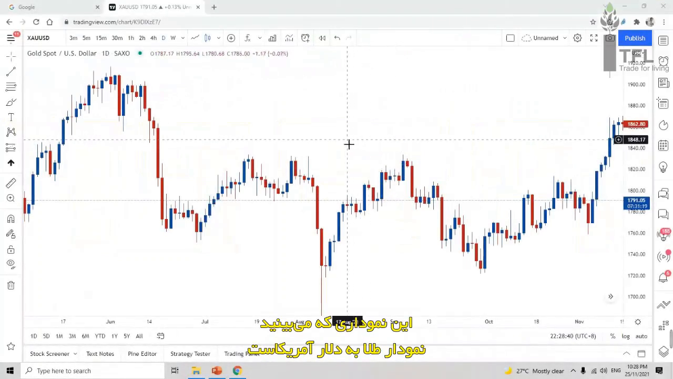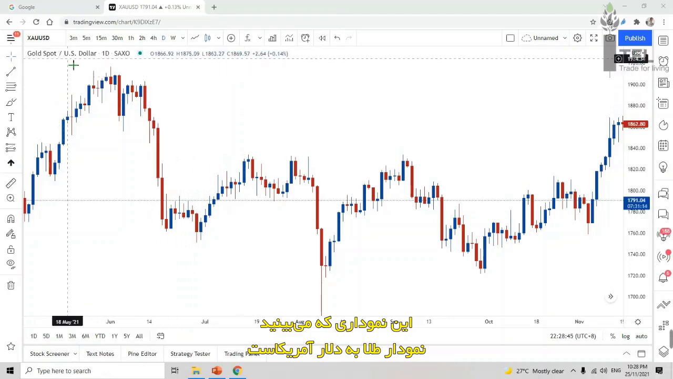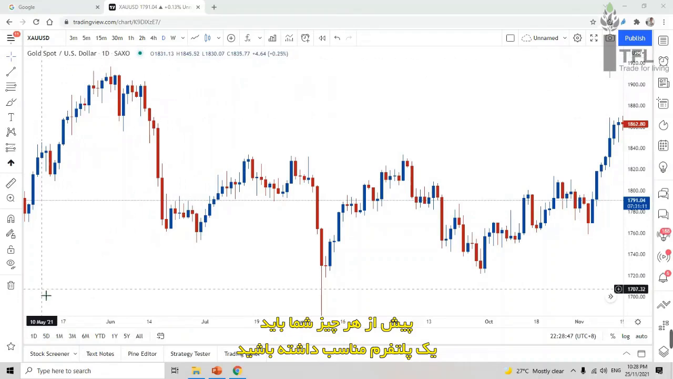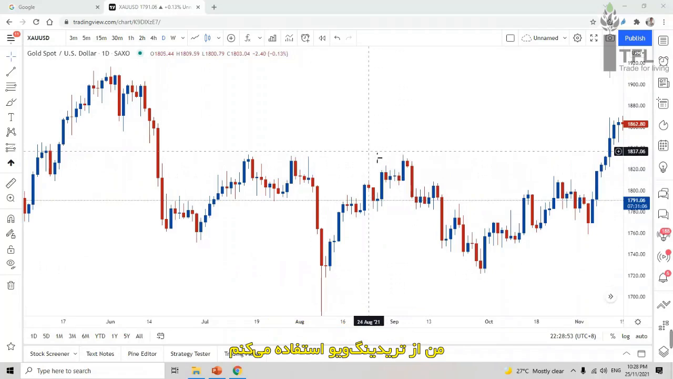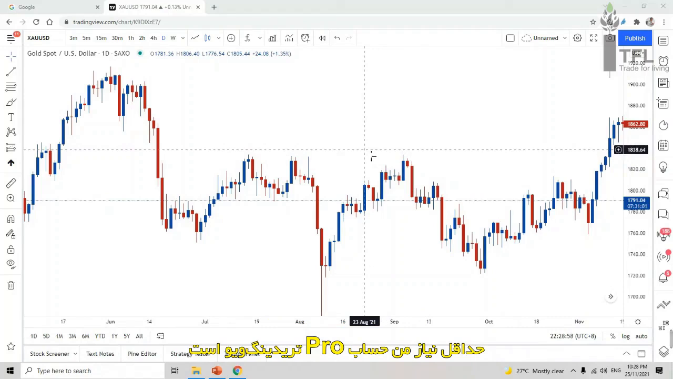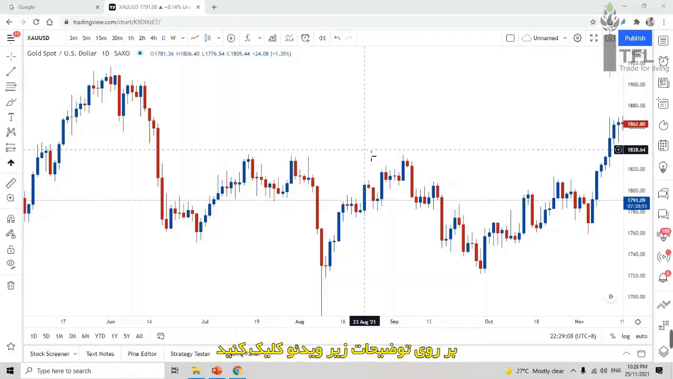So this is the chart that we're looking at, gold spot versus USD. First of all, you must have a proper platform. I'm using TradingView. For me, the minimum requirement is the Pro plan, which I have to subscribe to.